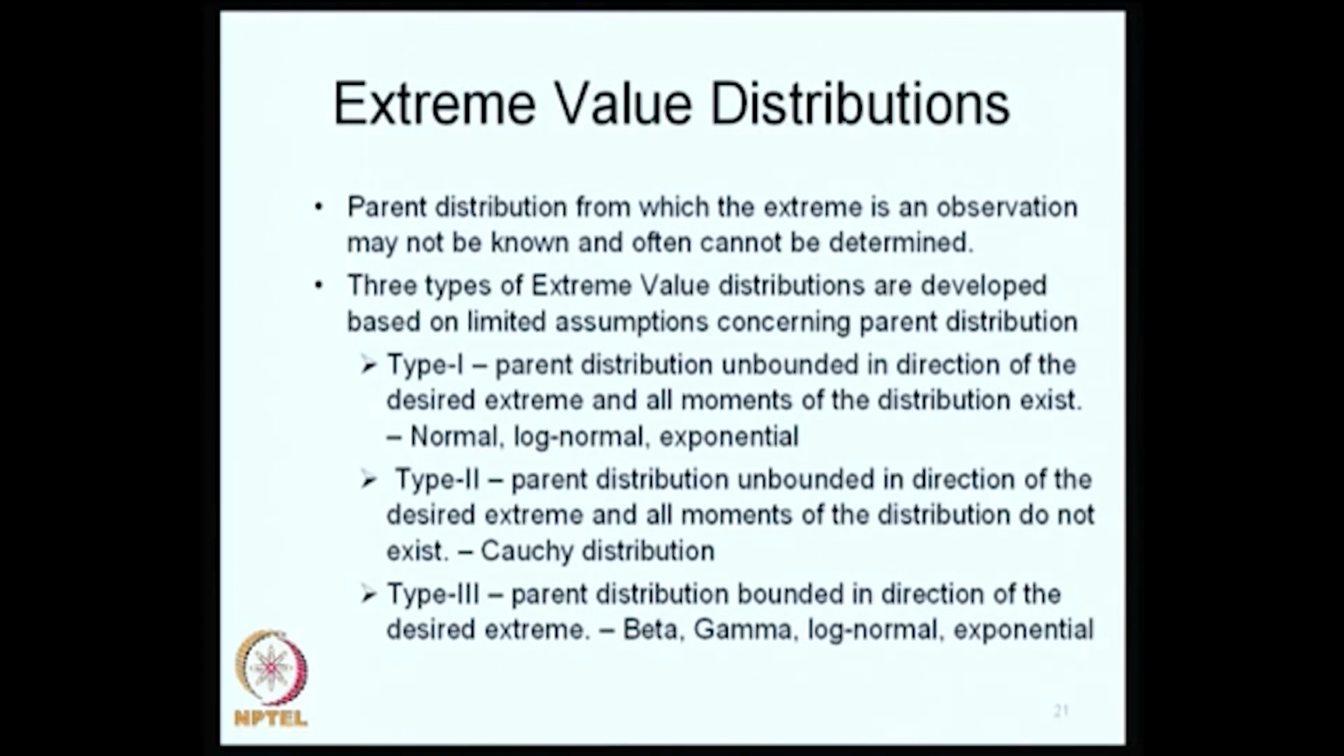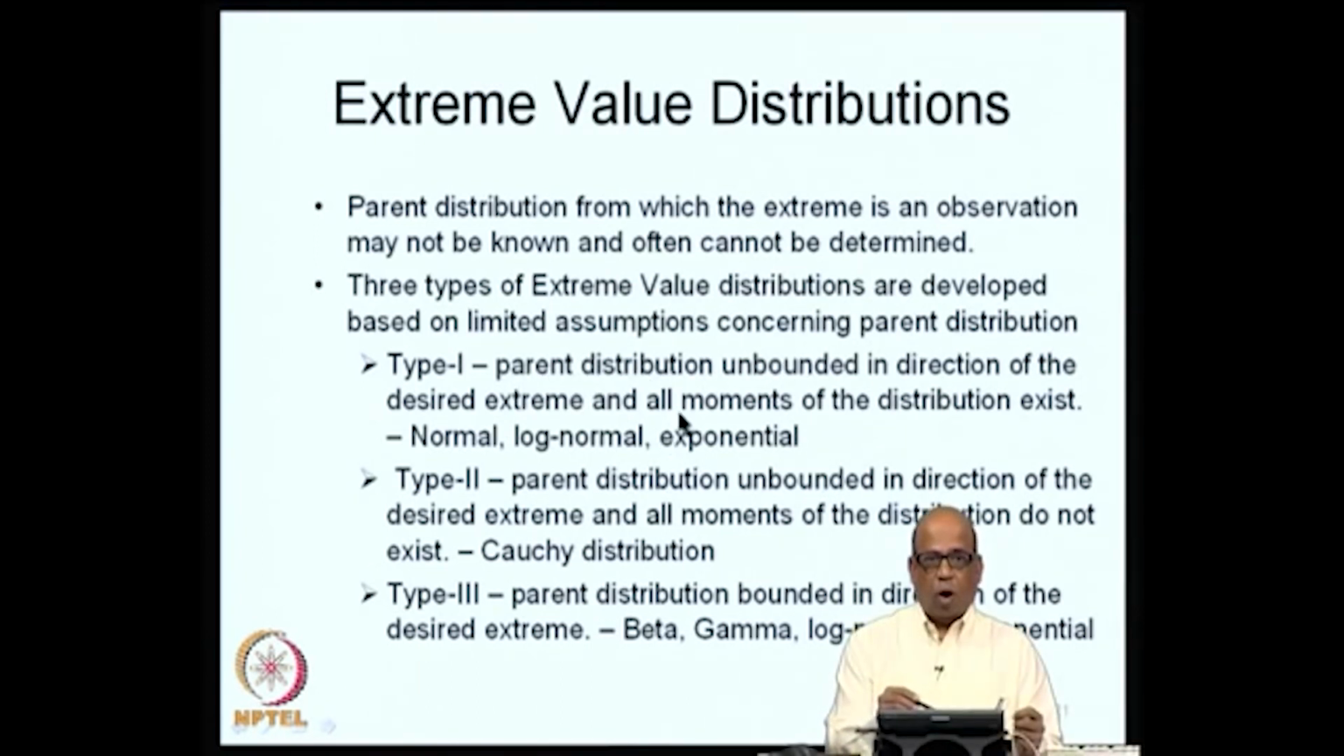So, what we then do is we place certain limited assumptions concerning the parent distribution and then define several types of extreme value distributions. For example, we define 3 different types of extreme value distributions. The type 1 distribution, we assume that the parent distribution is unbounded in the direction of the desired extreme and all moments of the distribution exist.